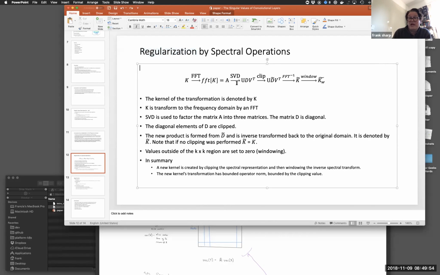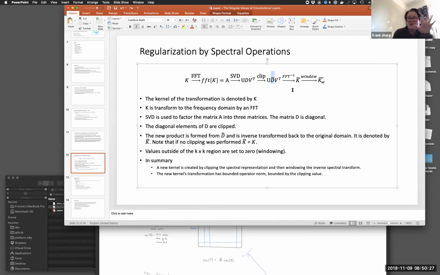And then, of course, A is just any matrix. It can be decomposed by singular values into U, D, and V. We saw that in the Python notebook and in the slides. Now, D, we talked about D, right? That's the diagonal components of the matrix. We can clip those components, and we'll call that D tilde.